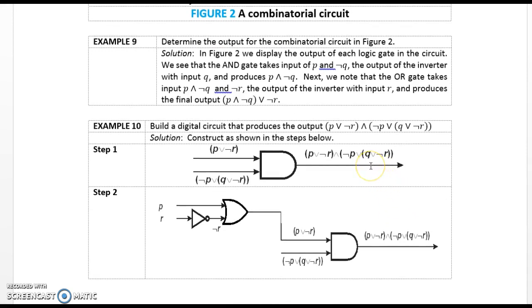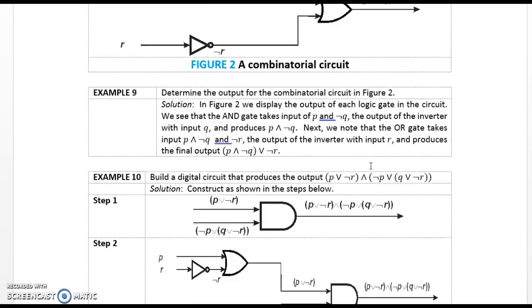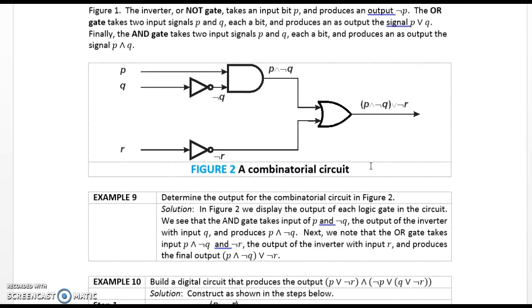Example 9. Determine the output of the combinational circuit in figure 2. Solution. In figure 2, we display the output of each logic gate in the circuit. We see that the AND gate takes the input of P and not Q, the output of the inverter with the input Q. Next, we note that the OR gate takes the input P and not Q, and not R as the output of the inverter with the input R, and produces the final output, the quantity P and not Q or not R.